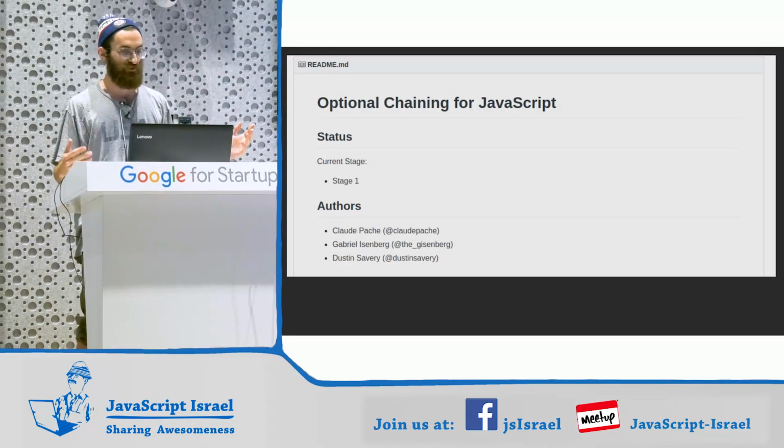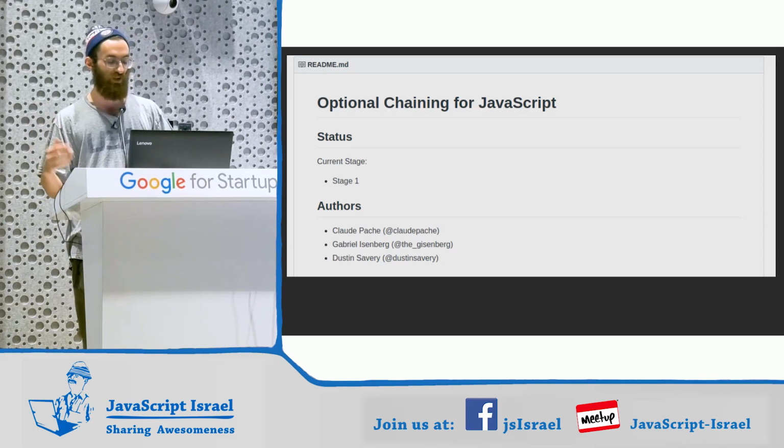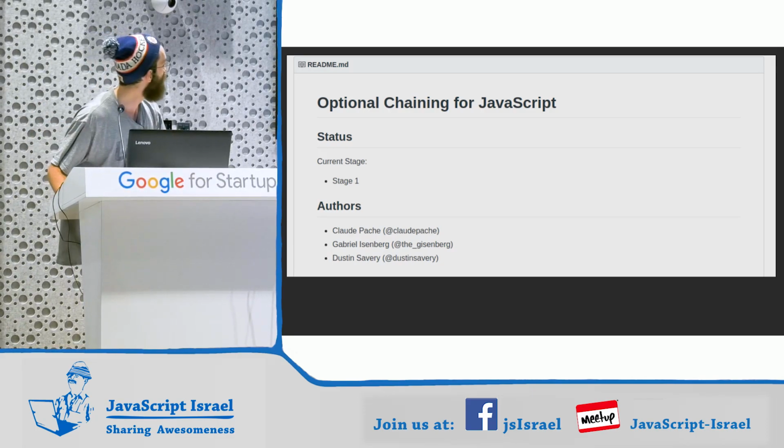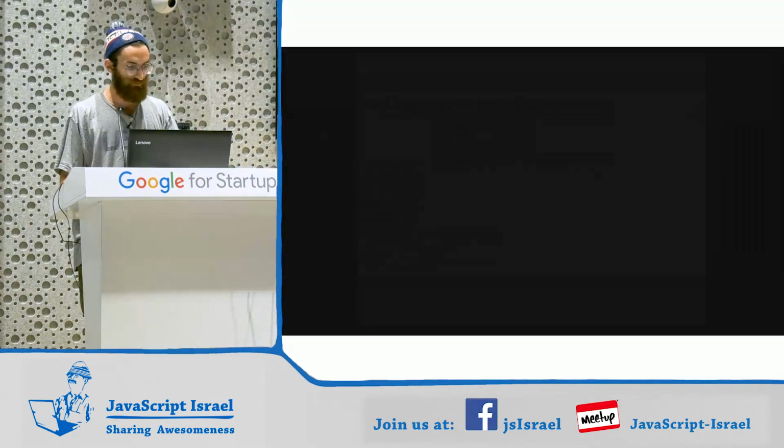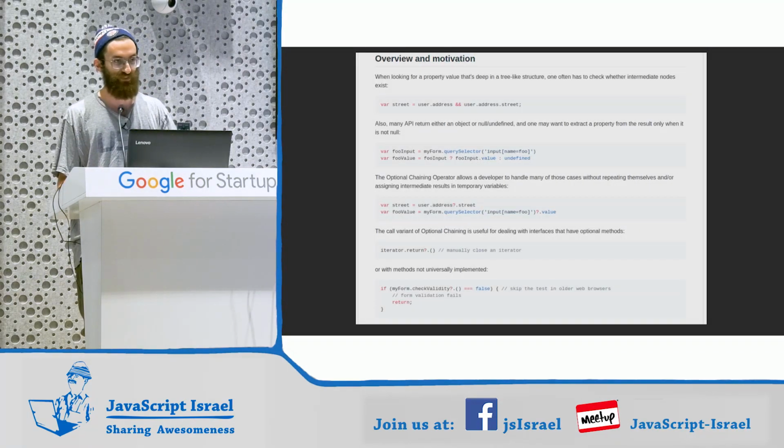So optional chaining for JavaScript. Here's some awesome screenshots off their GitHub. It has a champion. He's French, but it's OK. No, that's valid. There's no rules about that.